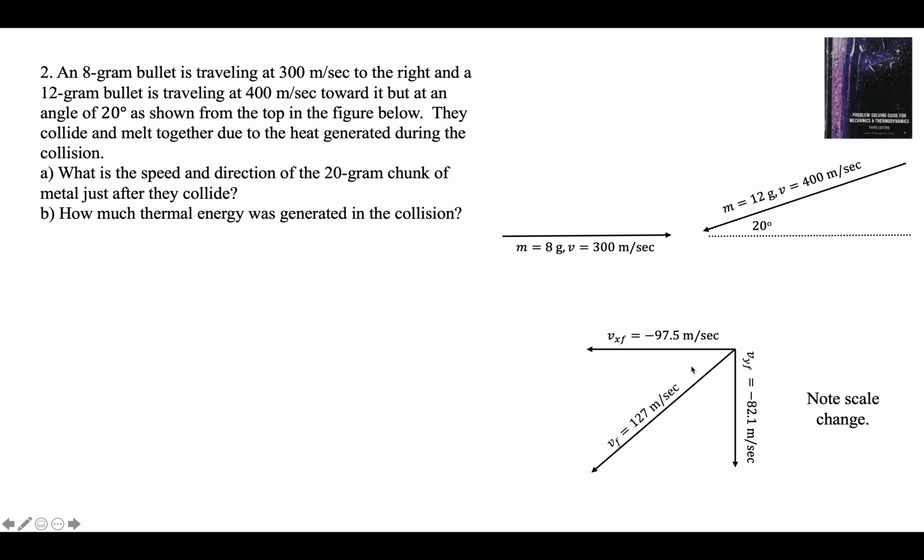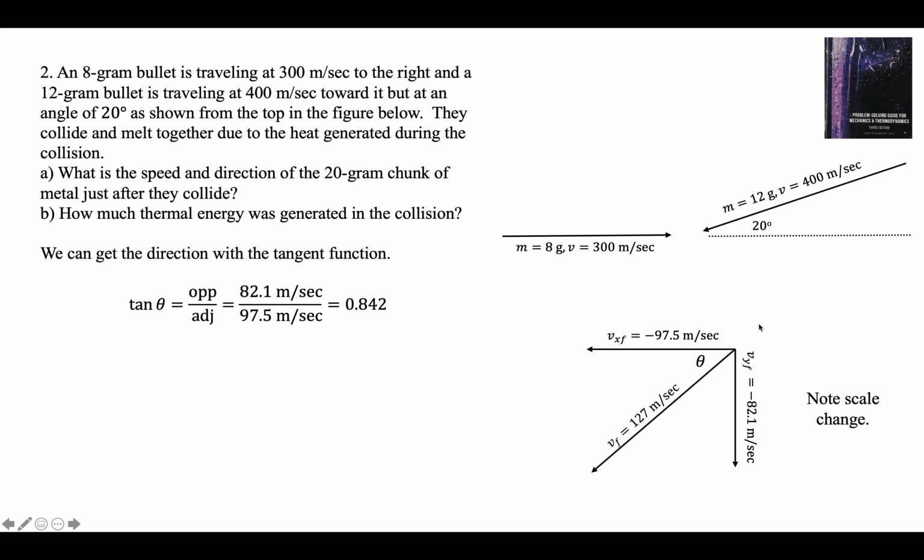We can get the direction with the tangent function. Let's call that angle theta right here. Tangent theta is minus 82.1 divided by minus 97.5. Let's forget about the negative signs. We know where the angle is. It's right here. So tangent theta is 0.842. So we take the arctangent of both sides, and we get the angle is 40 degrees.